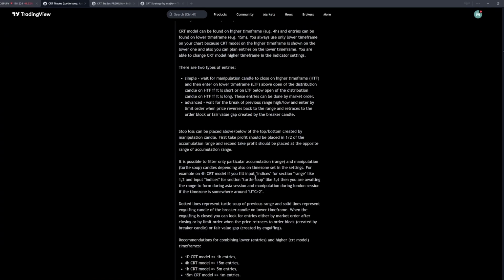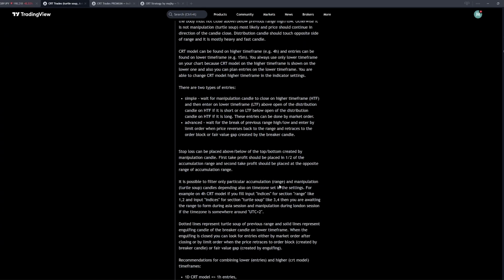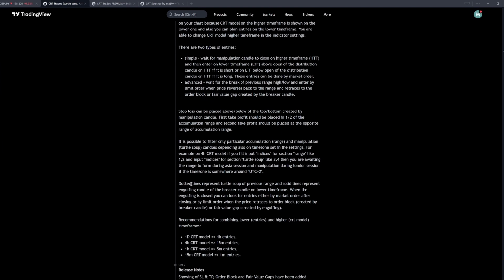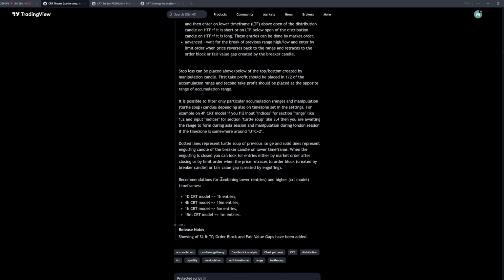Okay, so is there anything I can read in the description? Yeah, dotted lines represent the turtle soup of the previous range, and solid lines represent the engulfing candle of the breaker candle on the lower time frame. When the engulfing is closed, you can look for entries either by market order after closing, or by limit order when the price retraces to the order block created by the breaker candle or the fair value gap created by the engulfing.